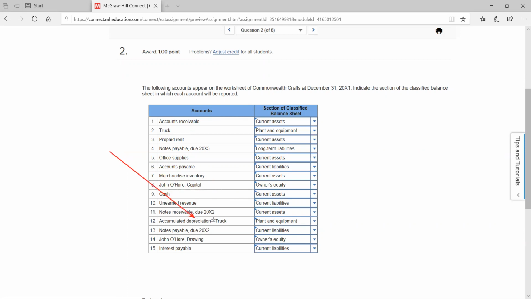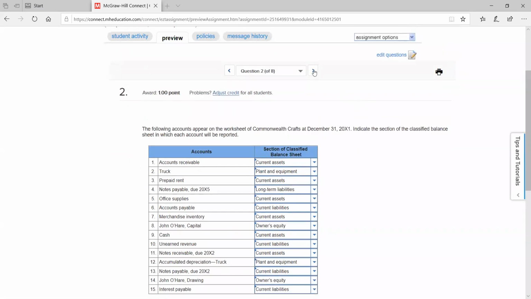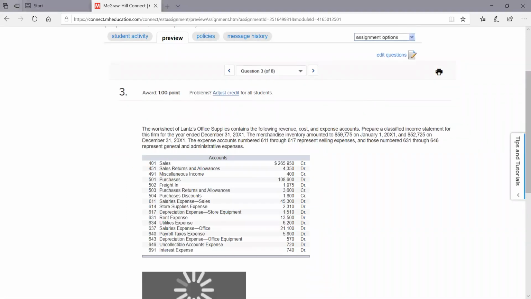Accumulated depreciation, since it's associated with the truck, it's going to be plant and equipment, that's long term. Note payable due 200x2, that's within a year, that's a current liability. Drawing is part of equity. And finally, interest payable generally is a current liability. All righty. So that'll be problem number 2. Let's check out number 3.